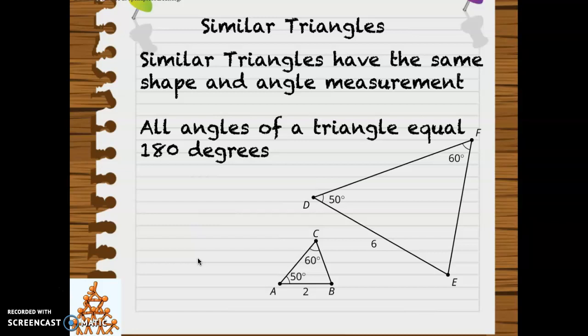And all angles of a triangle equal 180 degrees. So for example here, I can see this is 60 and this is 50. This is 60 and this is 50. I can determine that these two triangles are similar. But I can also find the missing angle. If I add these together, I'm going to get 110. So I can go ahead and write 110.